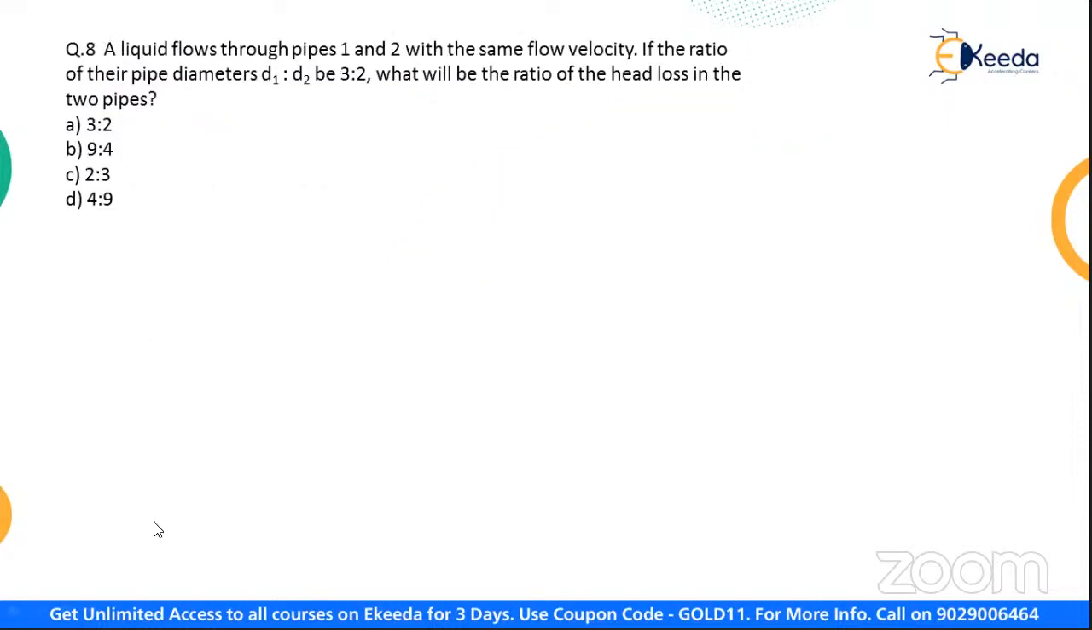Moving on to question number 8. Now it says a liquid flows through pipes 1 and 2 with the same flow velocity. If the ratio of their pipe diameters d1 is to d2 is 3 is to 2, what will be the ratio of the head loss in the two pipes? And just now we have discussed that this head loss is given by f L V square divided by 2 g d.